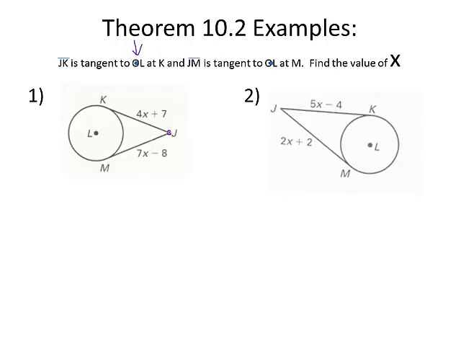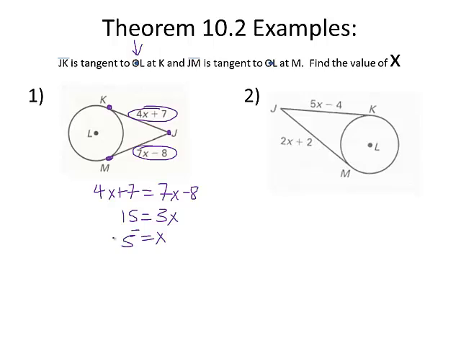So I'm going to do the first one, and if that's the case, that means they originate from the same point to a point of tangency. That means the segments are going to be congruent. So 4x plus 7 equals 7x minus 8. When you solve, you get 15 equals 3x, and then you get x equals 5. And we're done. So use that as an example to try and solve for x in number 2. And if you do it correctly, you should get x is equal to 2.